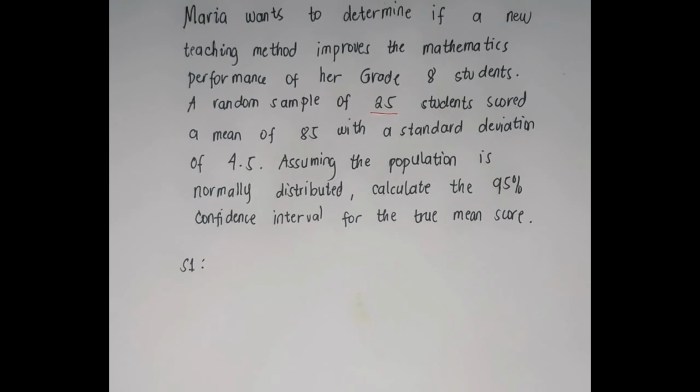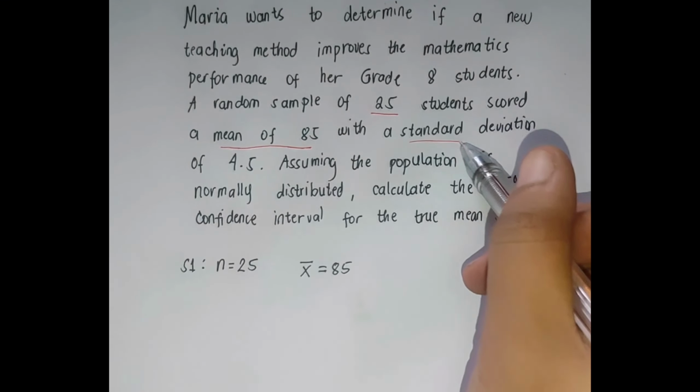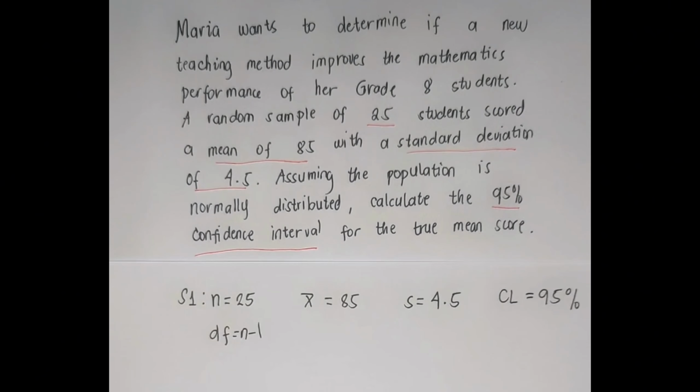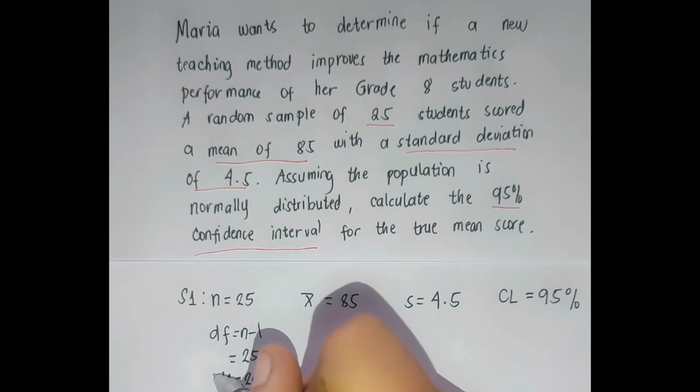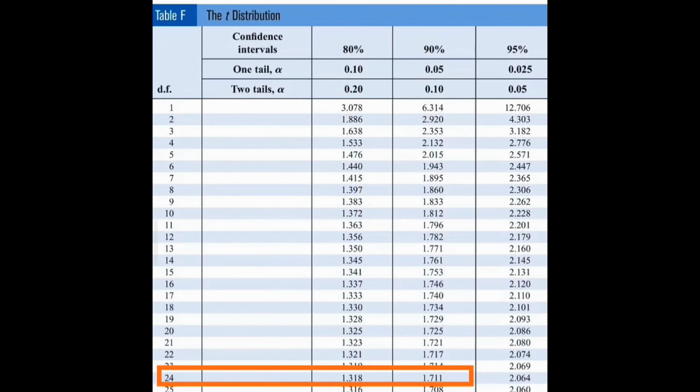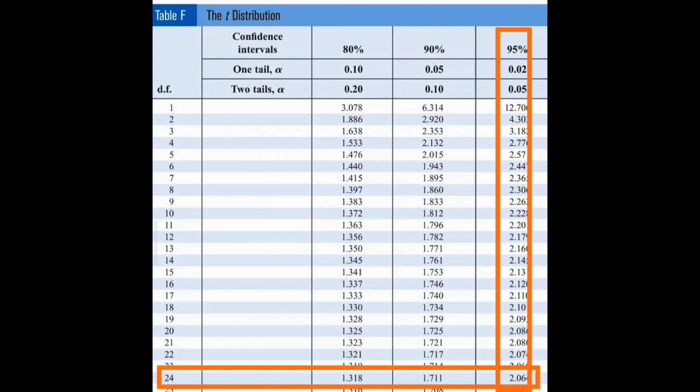Here's what we know. The sample size is 25, sample mean is 85, sample standard deviation is 4.5, and the confidence level is 95%. The degrees of freedom is given by n-1, so 25 minus 1 is 24. Now locate the t-value using the t-table, using the given degrees of freedom 24 and confidence level 95%.